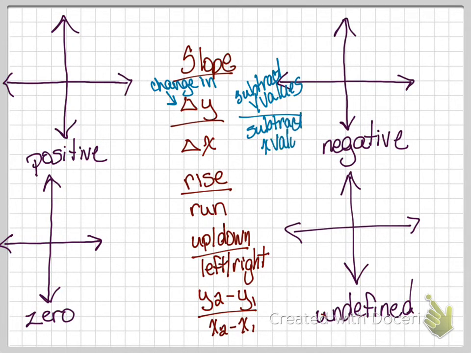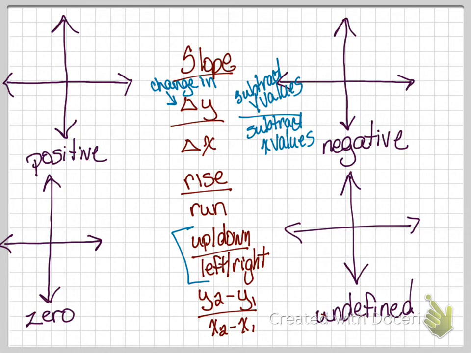Okay, that's what it means. Another way that students remember it is rise over run. Rise over run is your slope. I just talked to you about my top value going up or down, and my bottom value going left or right. So it's up, down, left, right.